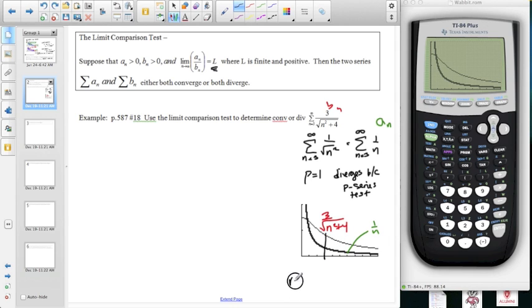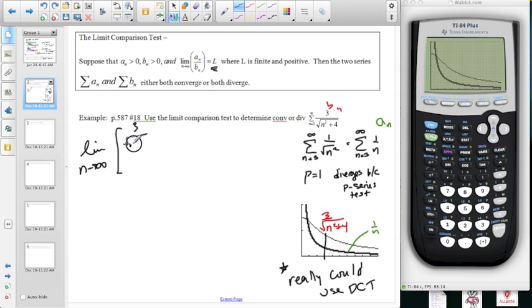So we really could use the direct comparison test on this one. But we're going to use the limit comparison to show that we end up getting a finite limit. So we're going to take the limit as n goes to infinity. And it's easier to put the more complicated one on the top, just algebraically, but it really doesn't matter. But 3 over the square root of n squared plus 4 over 1 over n. So we're going to go ahead and evaluate that limit.